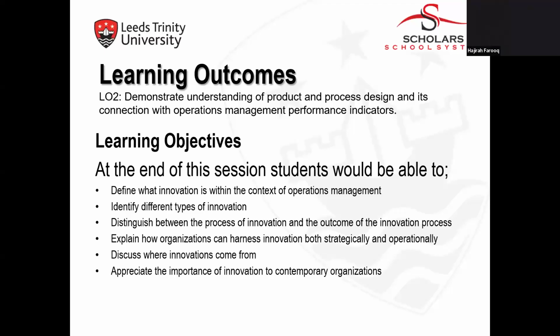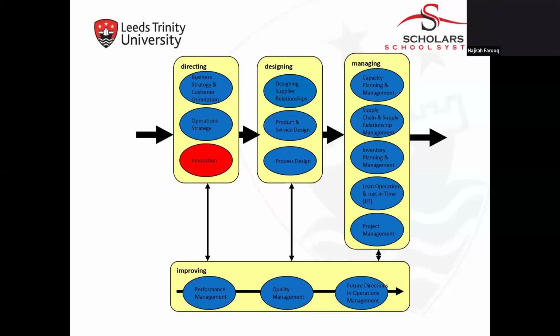The learning objectives for this lecture would be to define what innovation is within the context of operations management, to identify different types of innovation, to distinguish between the process of innovation and the outcome of the innovation process, explain how organizations can harness innovation both strategically and operationally, discuss where innovation comes from, and appreciate the importance of innovation to contemporary organizations. So as you can see in the chapter breakdown, this is the third chapter, which is called innovation.